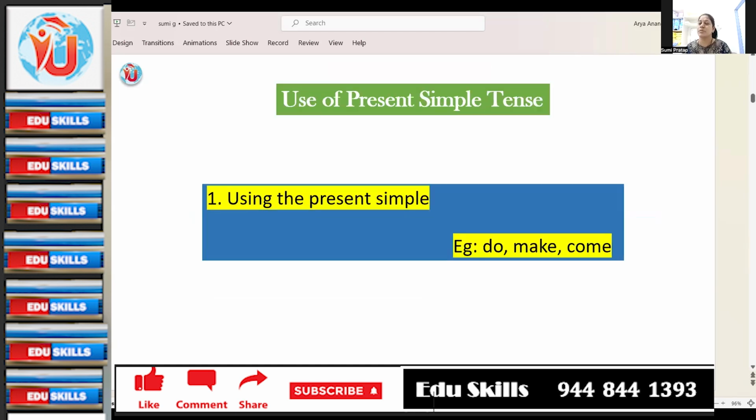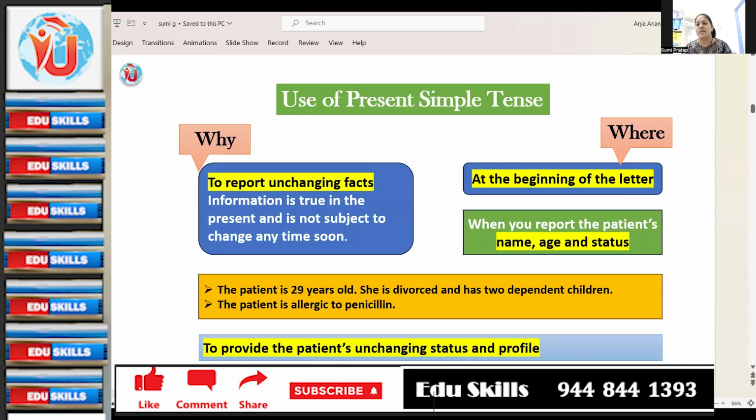First, we will see the use of present simple tense. Okay, present simple tense, that is do, make, come. According to the subject, it will change. Okay, why do we use present simple tense and where do we use the simple present tense? Okay, why? To report unchanging facts, information that is true in the present and is not subject to change anytime soon. Okay, it will not change immediately. In that condition we can use the present simple tense.